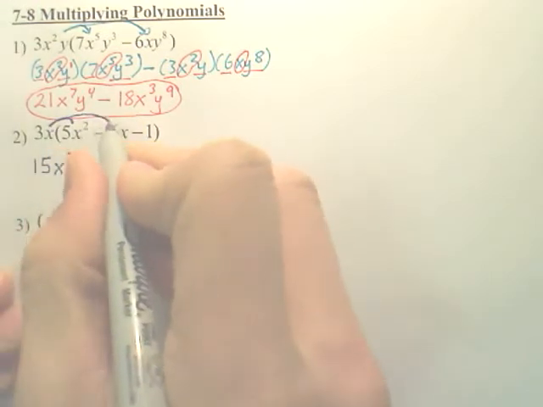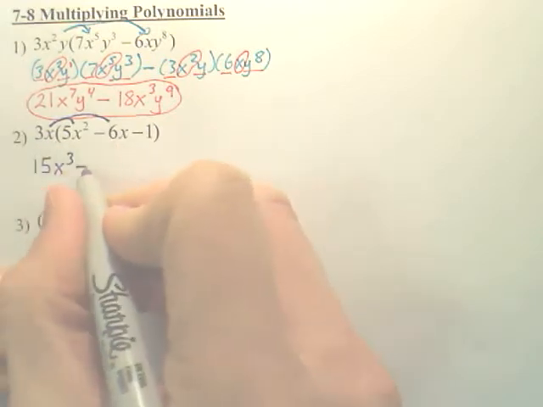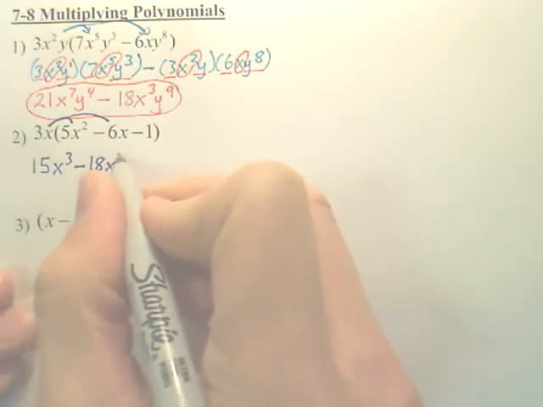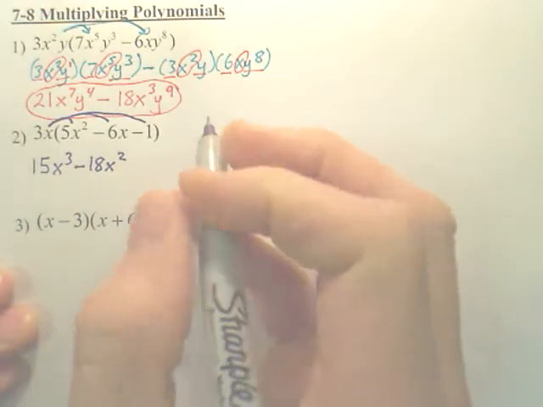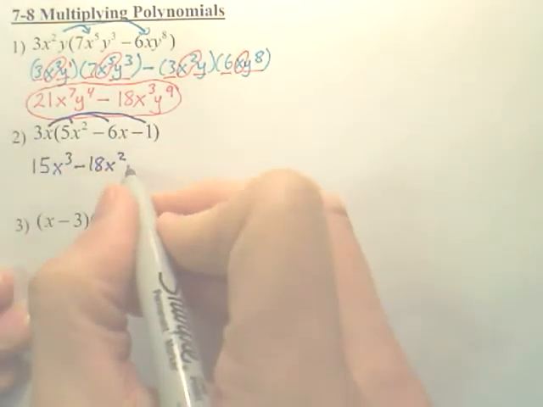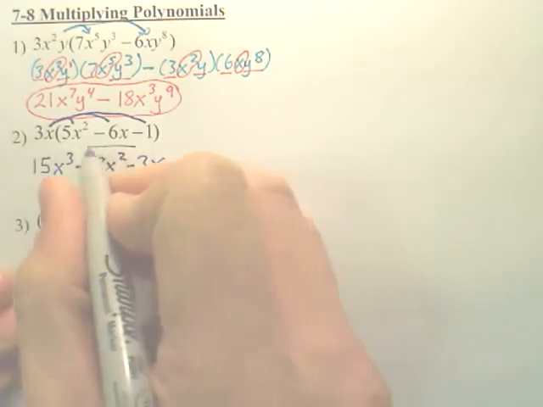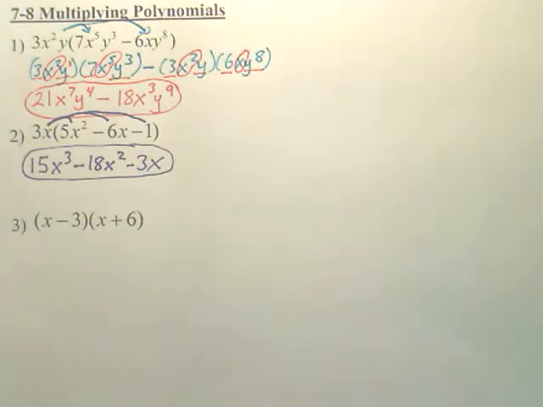And you got 3x times negative 6x. So 3 times negative 6 is going to be negative 18. And x times x is x squared. And lastly, you have 3x times negative 1. So 3x times negative 1 is simply going to be negative 3x. None of those combine, and you're going from the highest power to the lowest power. So we're good to go.